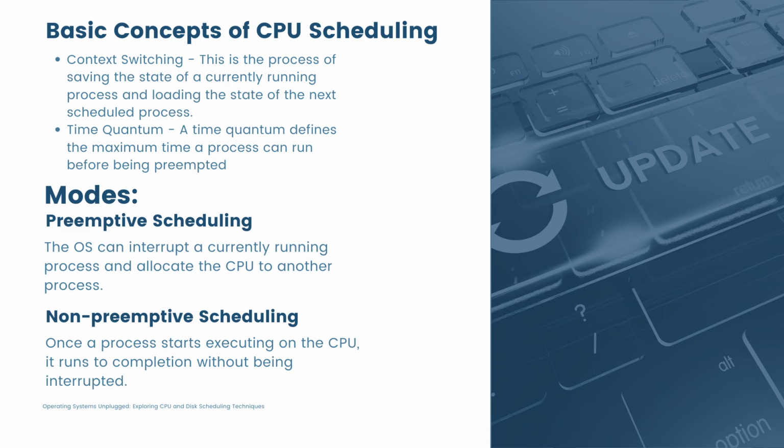Now, we will tackle the modes of CPU scheduling: preemptive and non-preemptive. Preemptive scheduling is where the OS can interrupt a running process to run another process.